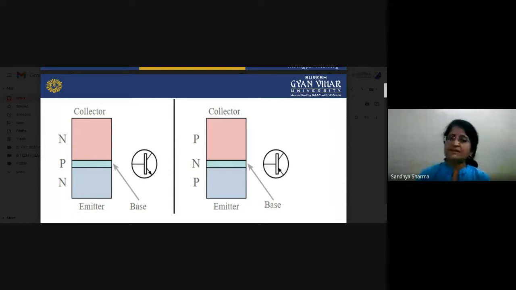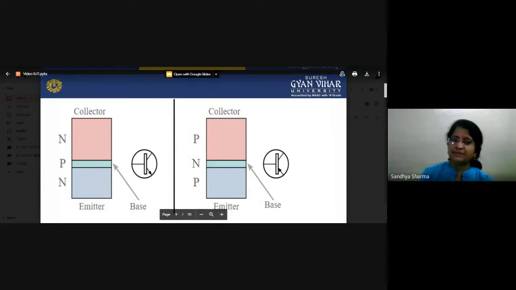So this is the reason why we will make the base very thin and lightly doped. The same thing happens in an NPN transistor. Here is the P-type material. It will remain lightly doped, and it will also be made thin. And the arrow of this symbol. So these are the two symbols of our transistors.